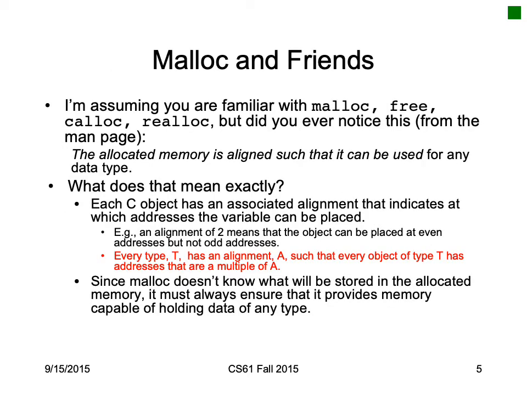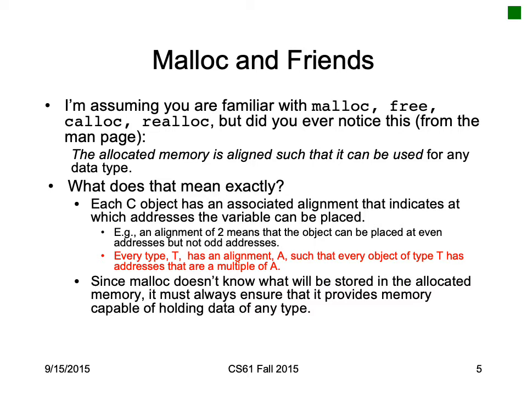By this time, I'm sure you've all used malloc, perhaps even calloc and realloc, but have you ever read the man page? If you do, you'll find this one statement that says the allocated memory is aligned such that it can be used for any data type. So what does that mean exactly?